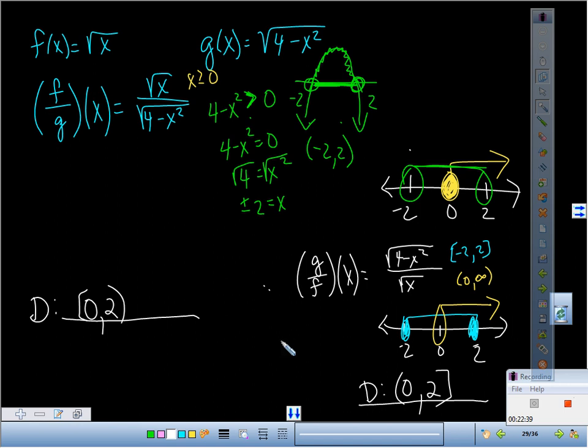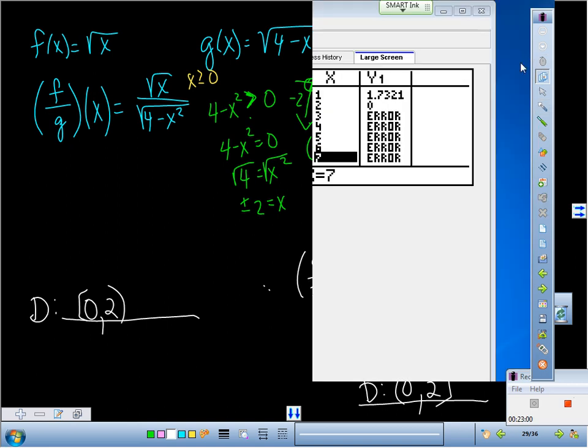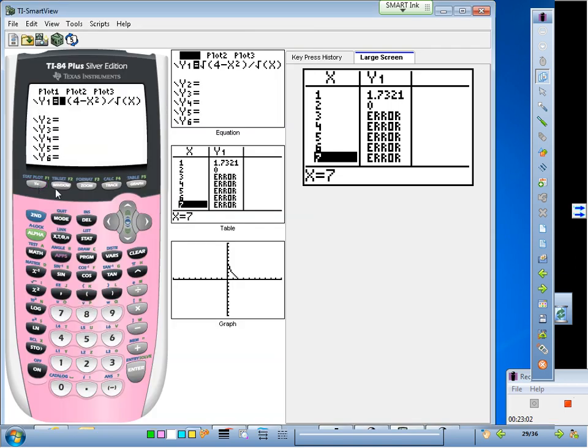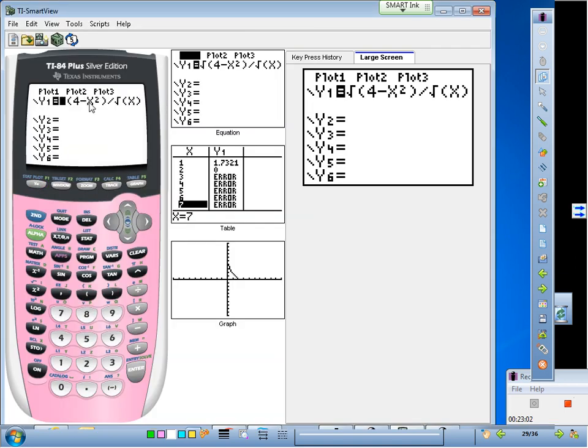Okay, so is there any way that I could check this on my calculator? Yeah. No, you could just put this in your calculator, all right? Now look, I wouldn't try to work it on my calculator, but it is a good thing to check it on your calculator, all right? So if you could go to y equals, let's see, this is the second one that we did, right? The one we just did. The square root of 4 minus x squared divided by the square root of x.